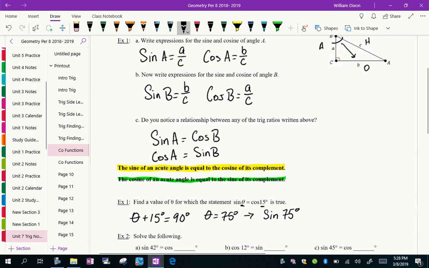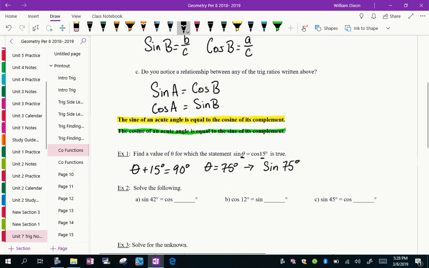So my answer is sine 75 degrees, because the sine of 75 degrees equals the cosine of 15 degrees. Now, a really good experiment is to stop here, take your calculator, and find the sine of 75 degrees. Get that number, and then find the cosine of 15 degrees and get that number. Those two numbers should be equal, or they will be equal.